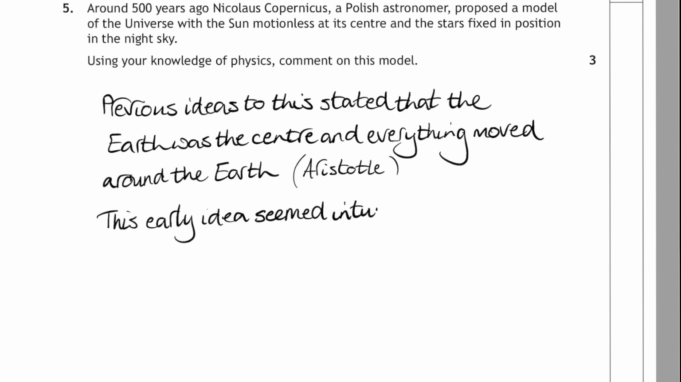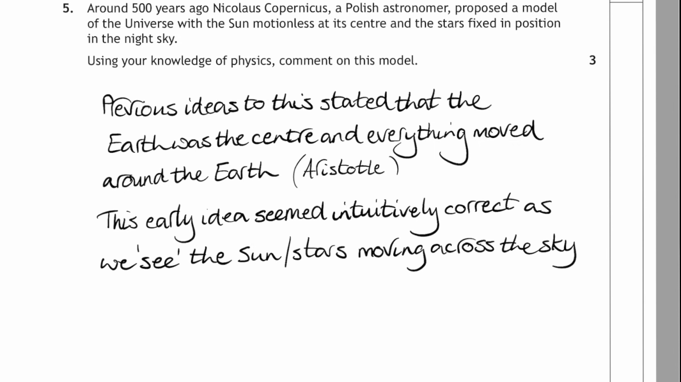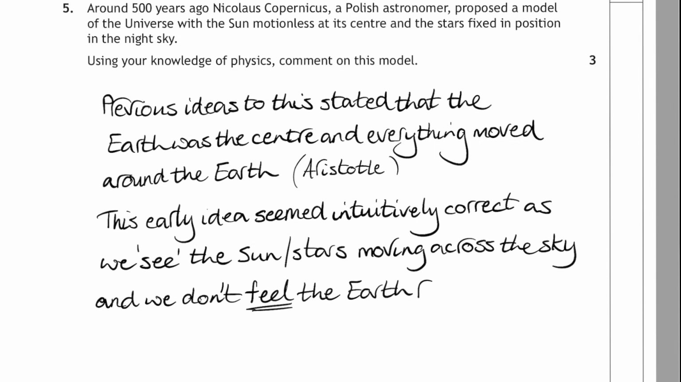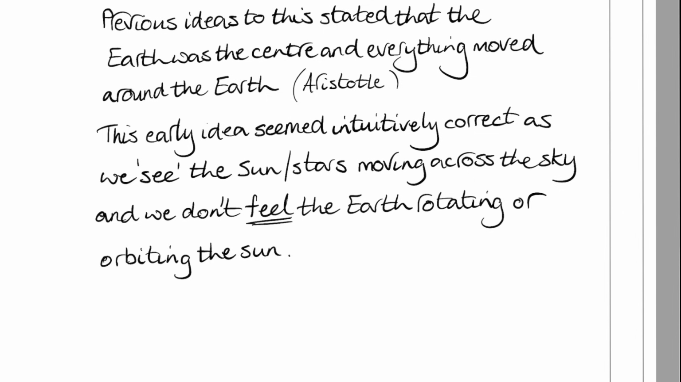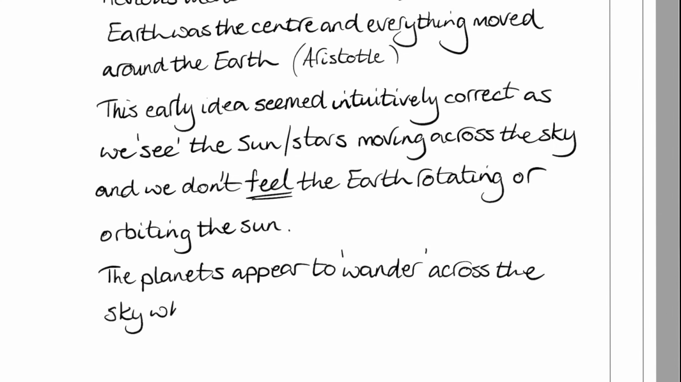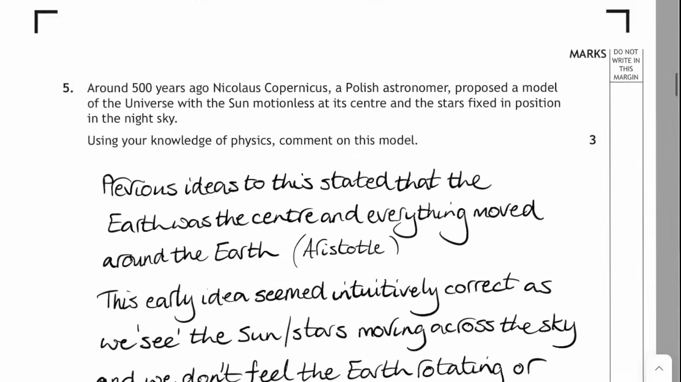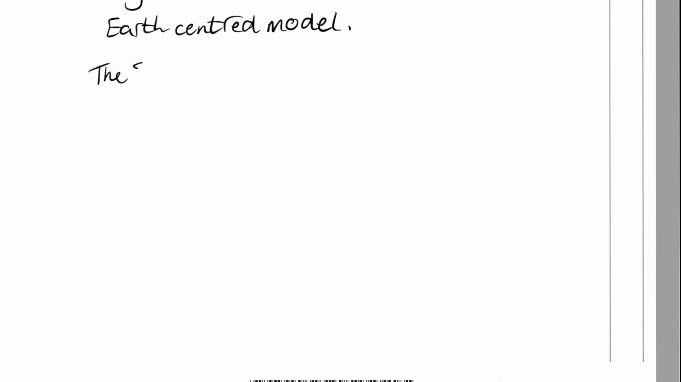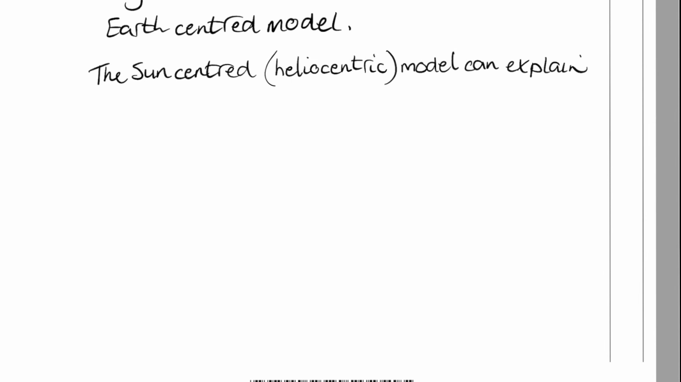Now, this early idea seemed intuitively correct as we see the sun and the stars moving across the sky and we don't feel the Earth rotating. And we also don't sense that the Earth is orbiting around the sun. But when we look, the planets appear to wander across the sky, which couldn't be explained using an Earth-centred model. But a sun-centred model, also called a heliocentric model, can explain the motion of the planets.